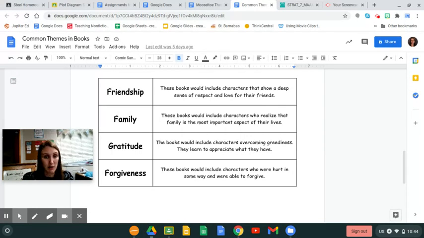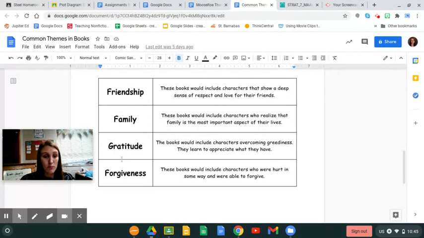Same with family. Maybe they realize that family is the most important thing. There could be books with the theme of gratitude. So books with themes of gratitude would have maybe a greedy character who then realizes they need to appreciate the things that they have. And then there might be books that teach us about forgiveness. So it might have a character who was hurt in some way, and then they realize that forgiveness is going to heal their heart.